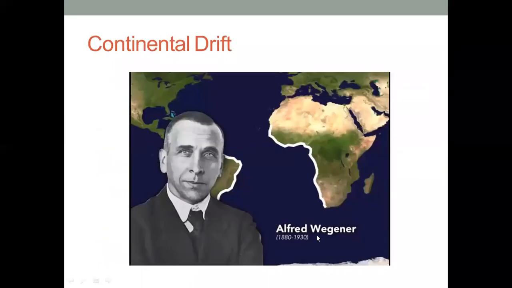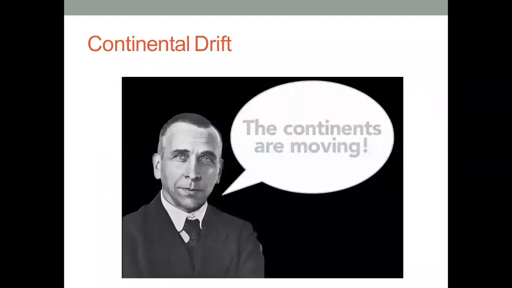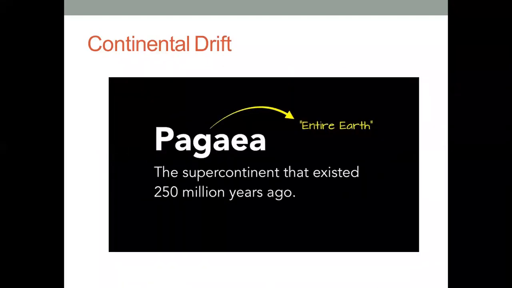Now, what is continental drift? Alfred Wegener discovered this theory, continental drift. According to his theory, the continents are moving. So he presented the concept: the continents are moving. It is not stable; it is moving.